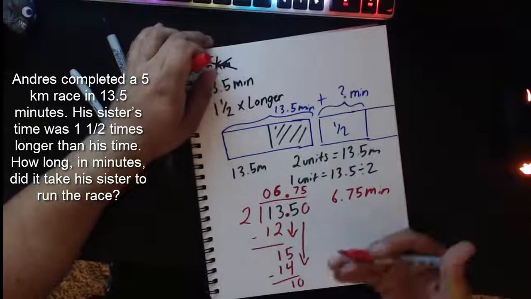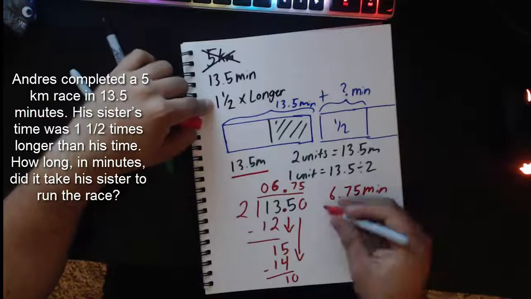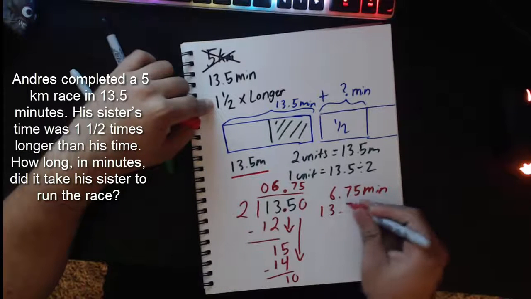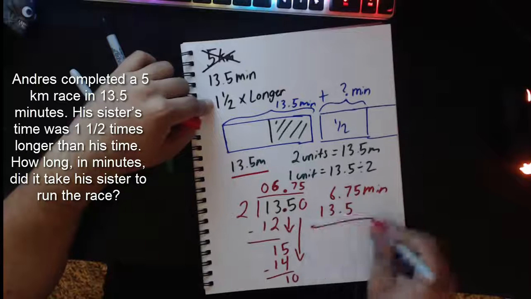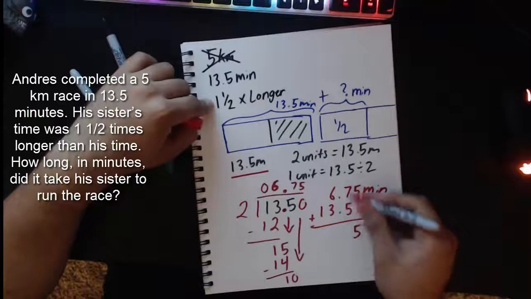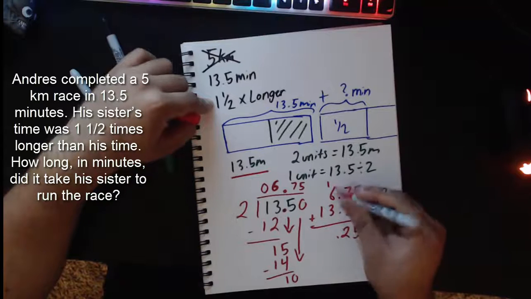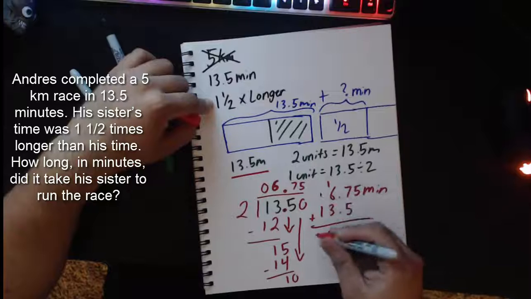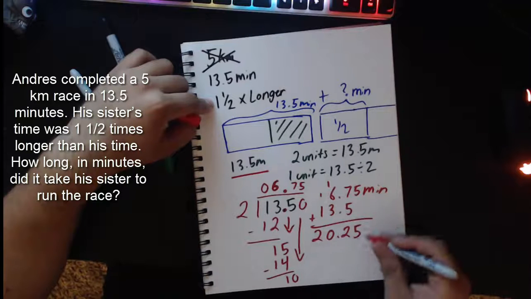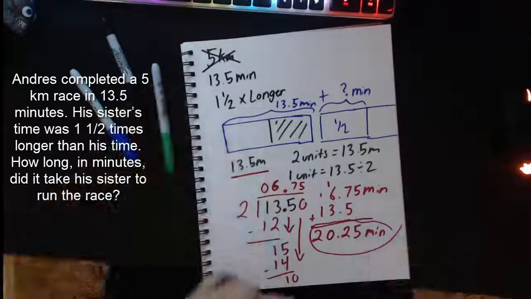No, we are not done. Because the 1 here, which is this number here, needs to get added to this time. 13.5. Let's add it. Well, that's 5. 5 plus 7, that's 12. Here's my 1. That's 9, 10. It took her 20.25 minutes to complete the race.